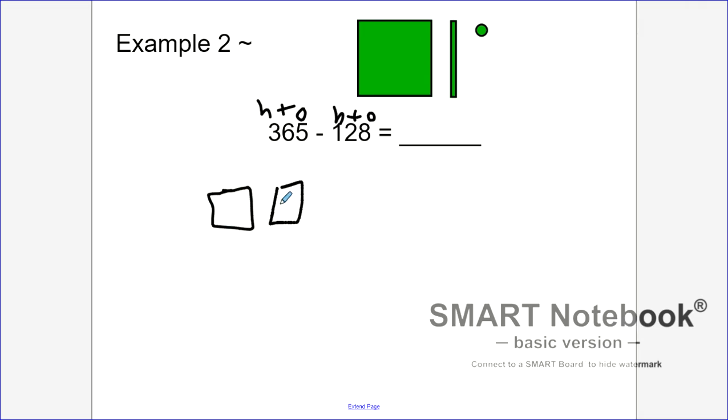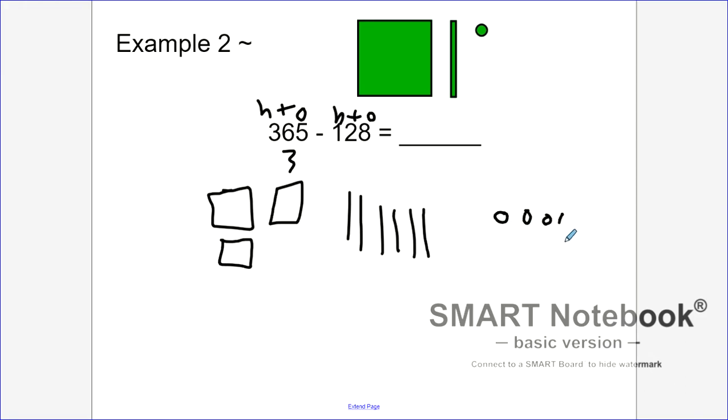So you draw the first number, 365, and then we've got 10, 20, 30, 40, 50, 60, 61, 62, 63, 64, and 65. If it helps you, you can write the HTO down here. We go through. I have 300s. I need to cross out 100 because minus means crossing out. Easy peasy lemon squeezy.